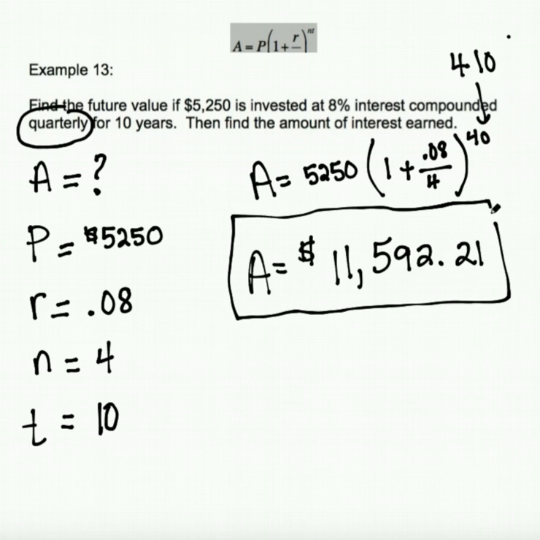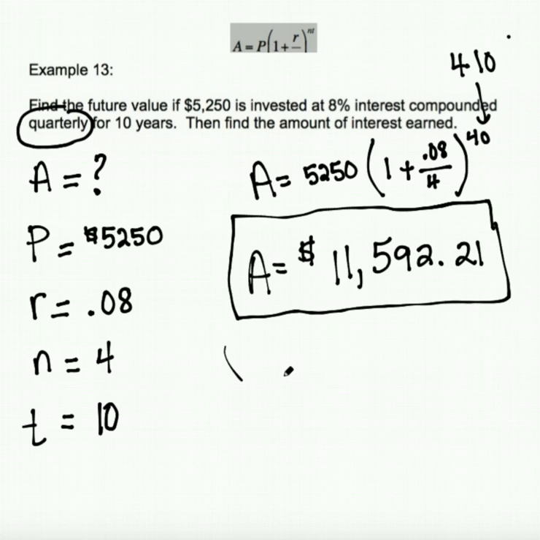So that's the first part. It says find the future value. That is the future value. If you were to invest $5,250 at 8% quarterly for 10 years, you would have $11,592.21 at the end. Now the second part of this question says, then find the amount of interest earned.